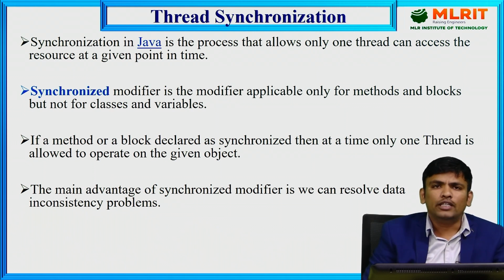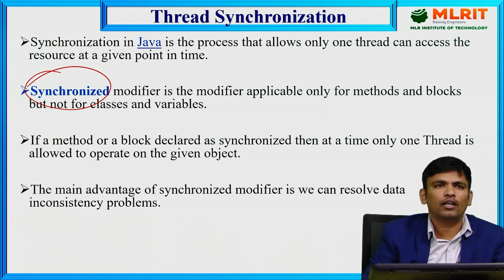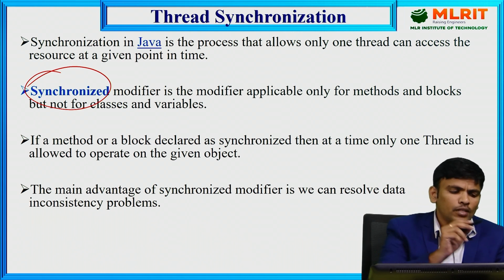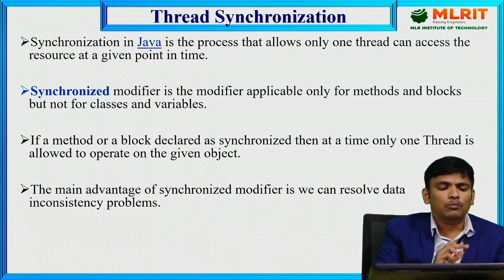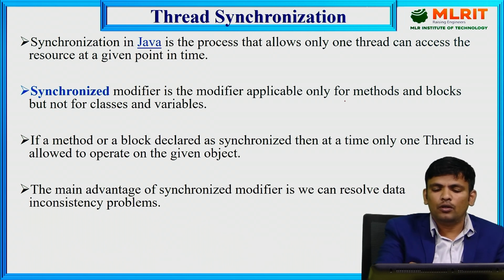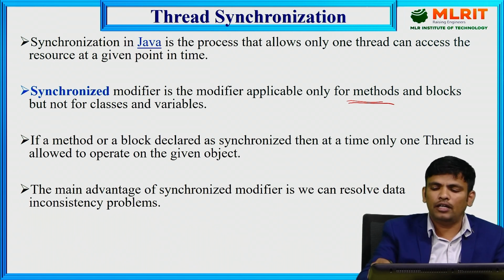So now, to achieve this thread synchronization, we need to use a special keyword or modifier called synchronized. Using the synchronized modifier, we can achieve thread synchronization. And the moment you are using thread synchronization, you need to make sure that it must be a method or a block.